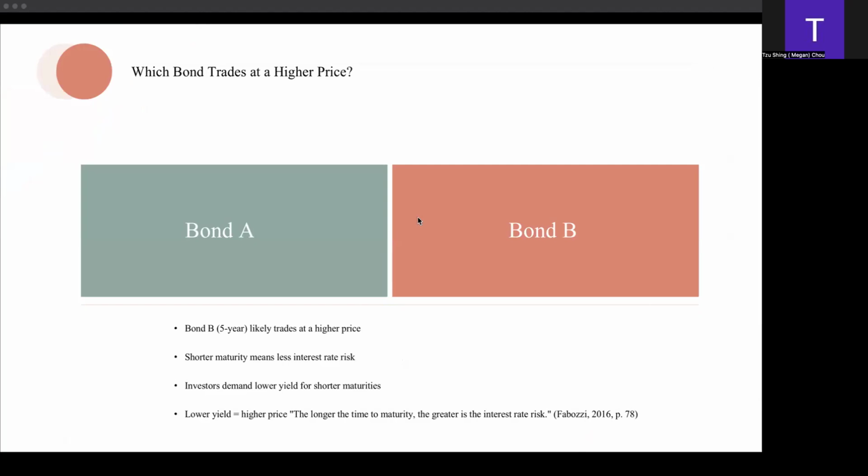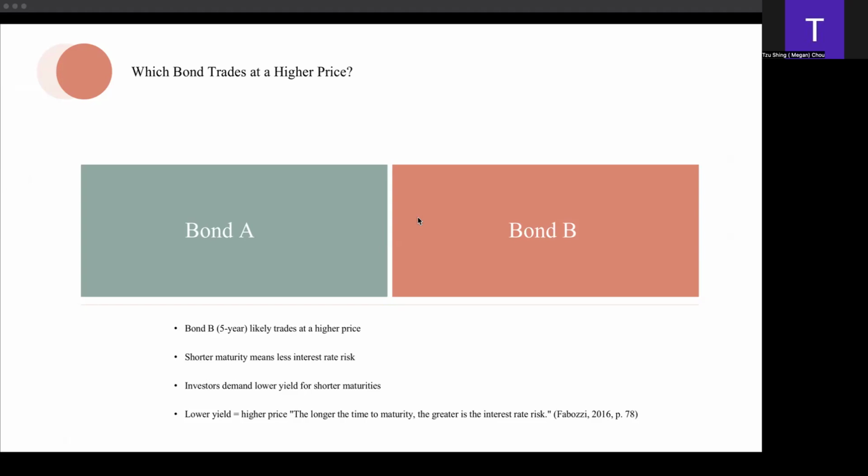Let's address our first questions. Which bond would trade at a higher price in the market? My answer would be bond B. With its shorter 5-year maturity, it is likely to trade at a higher price. This is because shorter term bonds carry less interest rate risk.